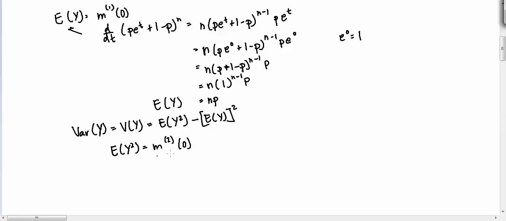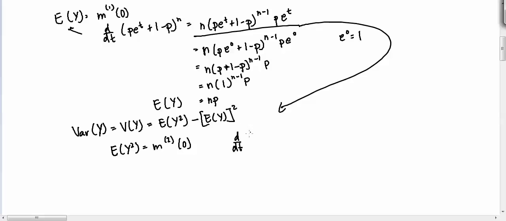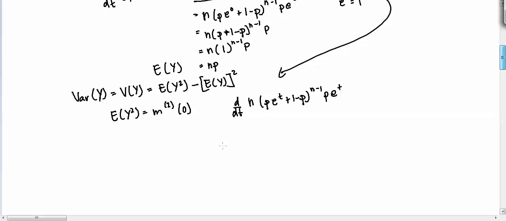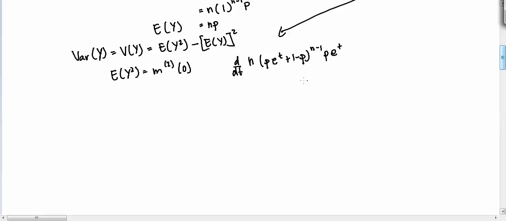So what I have to do is take the derivative of, well, that would be this one right here, before I evaluated it at t = 0. So that would be the derivative of this: n(pe^t + 1 - p)^(n-1) pe^t. All right, taking the derivative of this could be a little bit dicey, but it's not that bad. We have a product rule that we have to deal with here. So let me just do this carefully. I'm just going to write this all out.